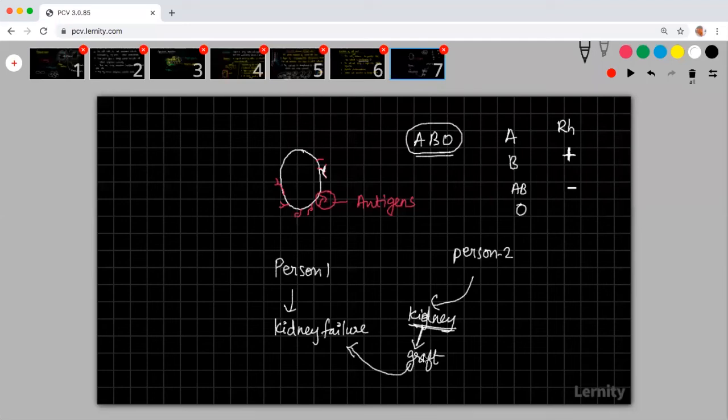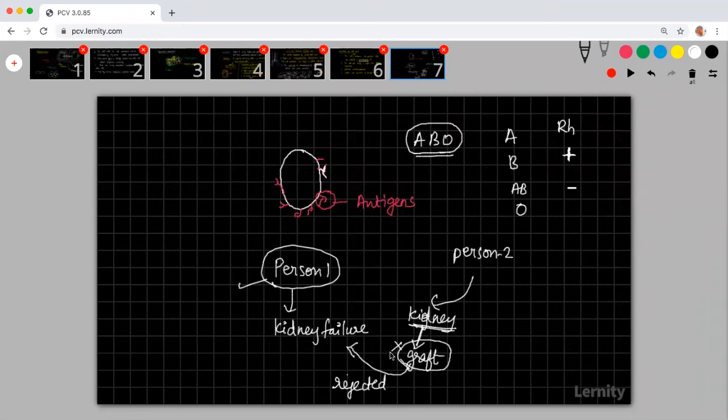When it is accepted, there is no problem. This person will survive. But there is a possibility that this graft can be rejected. Why? Because person one's body is trying to consider this particular graft as something foreign. So as soon as that graft is placed in person one's body, person one's immune system will try to come and kill this graft.